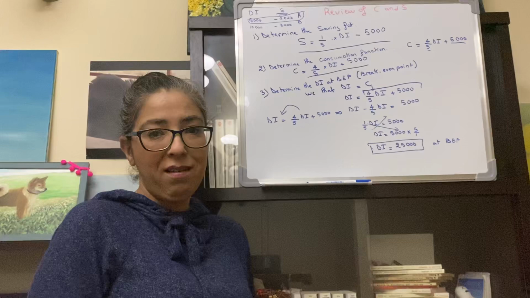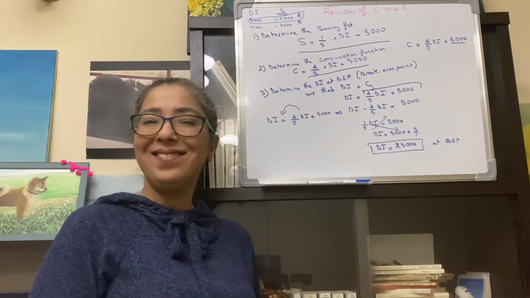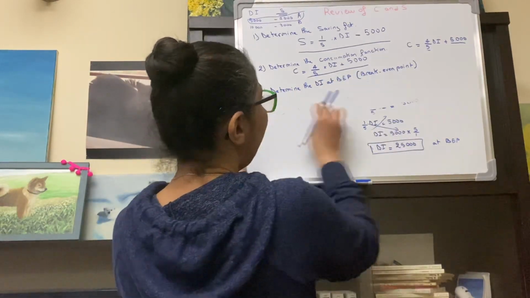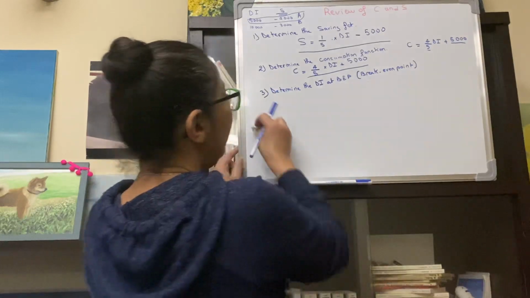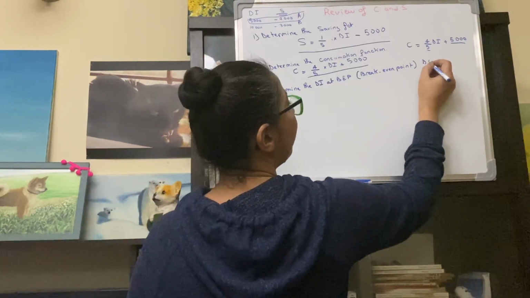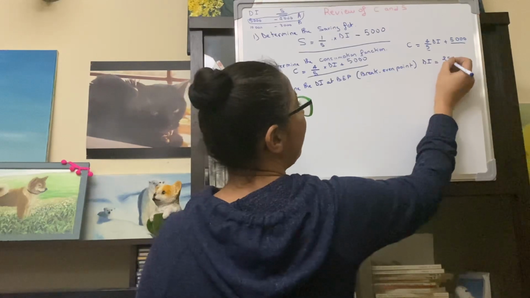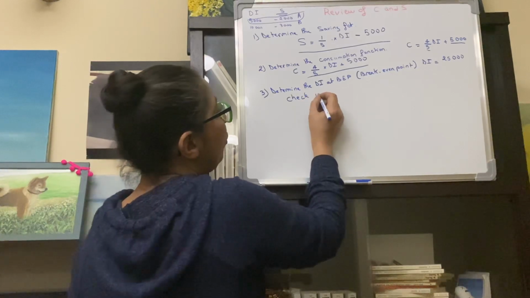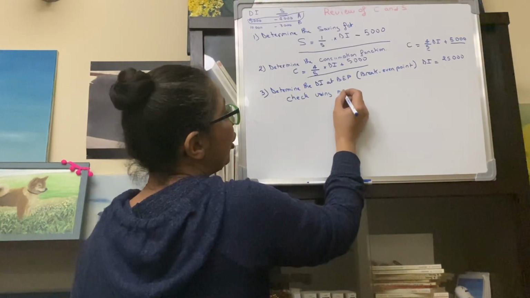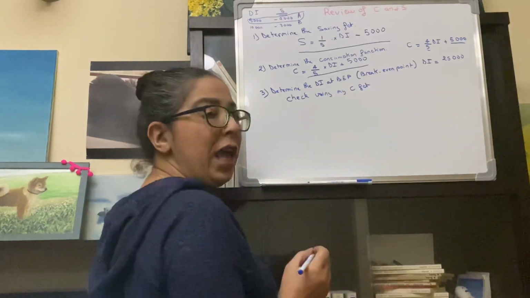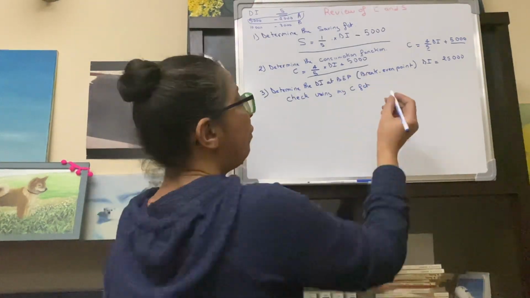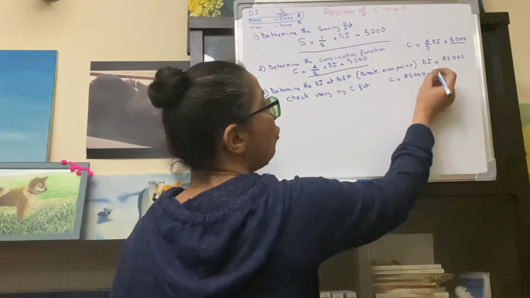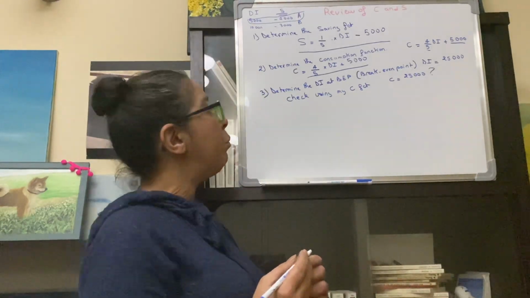Maybe I made a mistake. Who knows? Let's try. Okay. So I found di at BEP is 25,000. I'm going to check using my C function. Okay? I know the result I need to find, C, is it equal to 25,000? Because they are supposed to be equal at break-even point.